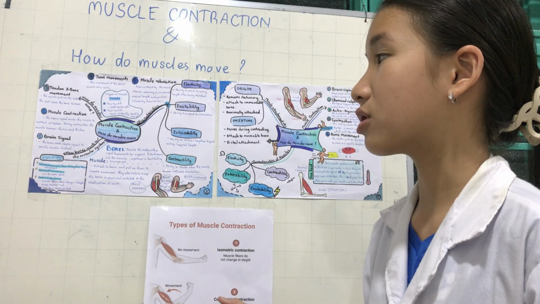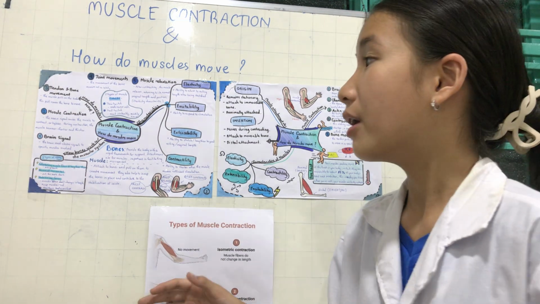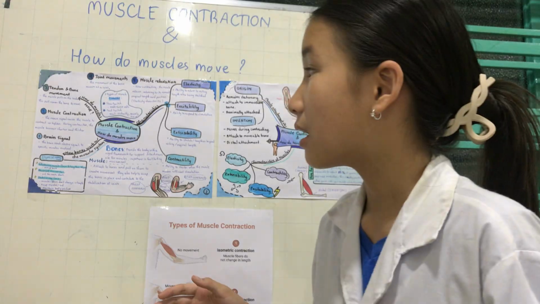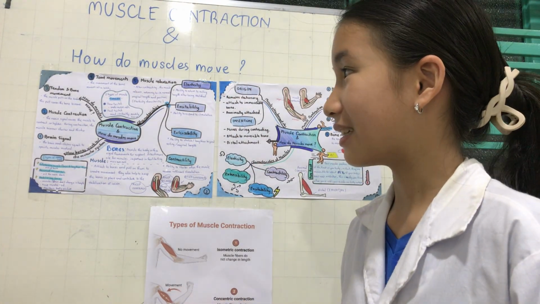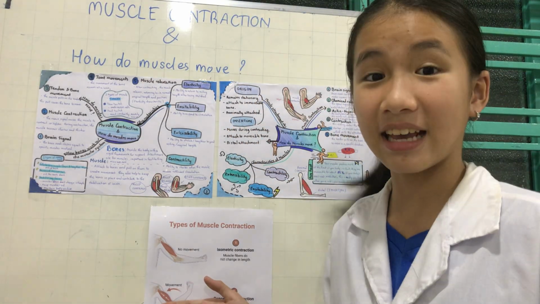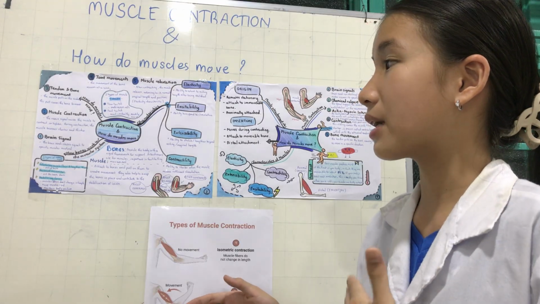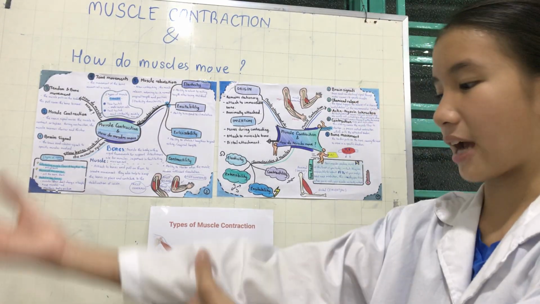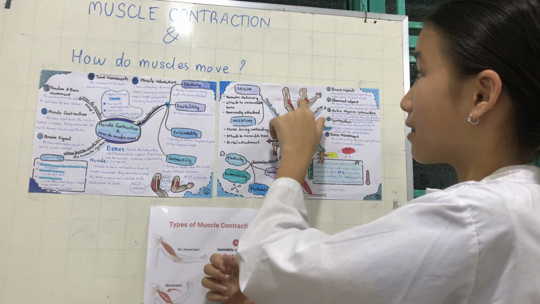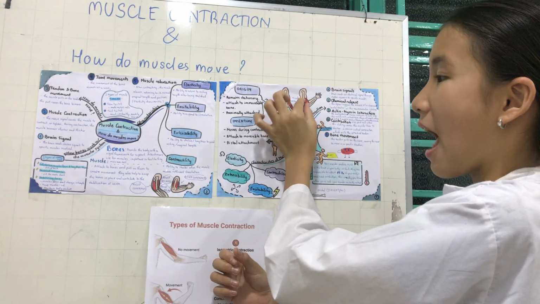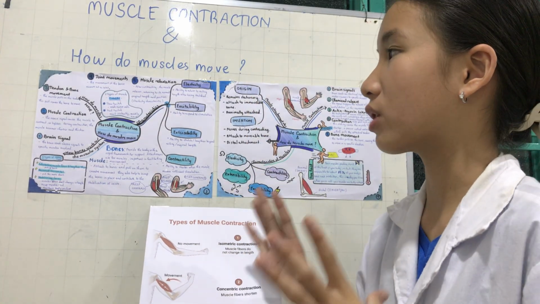The muscle contraction is when the nerve signal causes the muscle to contract or tighten. I wrote heighten, but I think it is tighten. During contraction, the muscle becomes shorter and thicker. So during contraction, this part will become thicker, as you can see in this illustration, and also it will become shorter. So that is the muscle contraction.